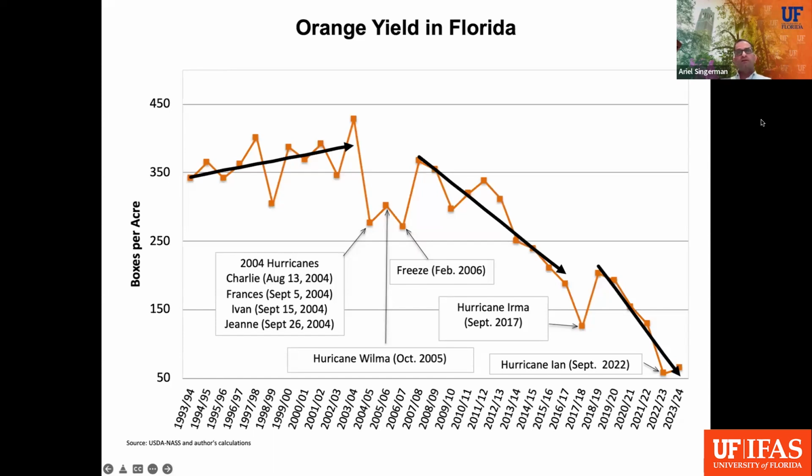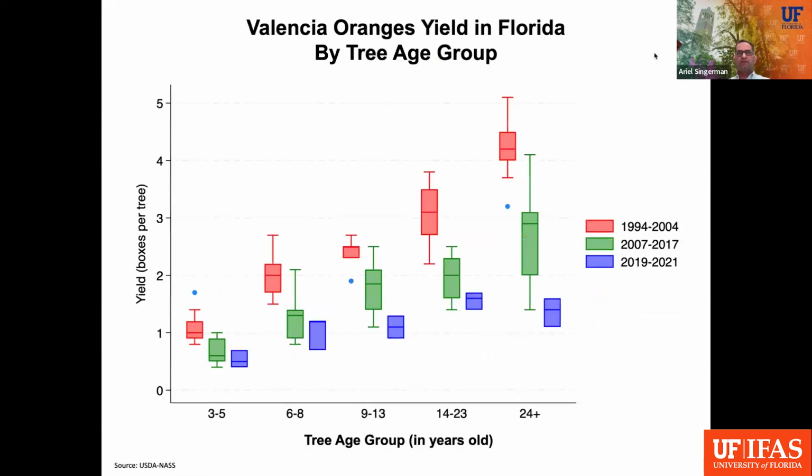So we can also look at the changes in yield, looking at the data at the state level, but by tree age group. And this is what that looks like. So in this graph, what we have is the yield for Valencias. The vertical axis is yield in boxes per tree. And then on the horizontal axis, we have tree age group in years old. So we have 3 to 5-year-old, 6 to 8-year-old trees, 9 to 13, 14 to 23, and 24-plus-year-old trees.